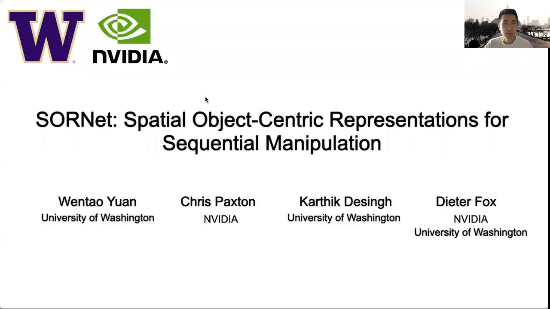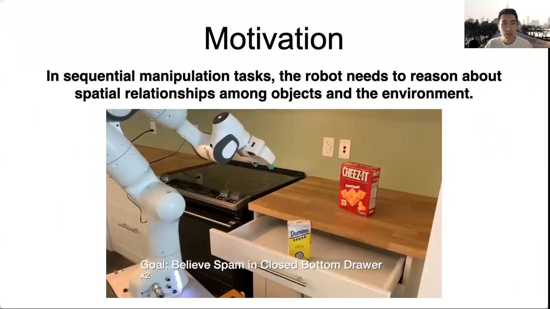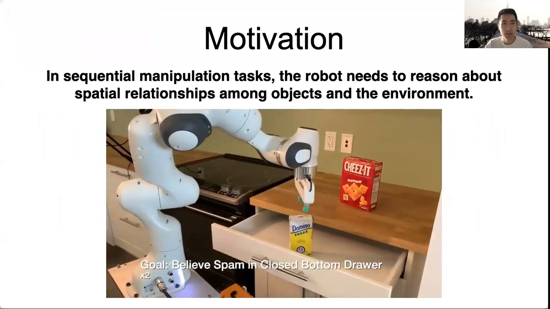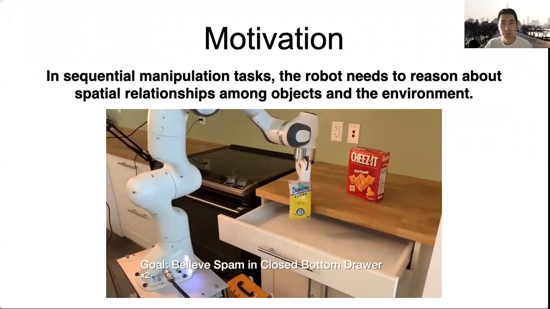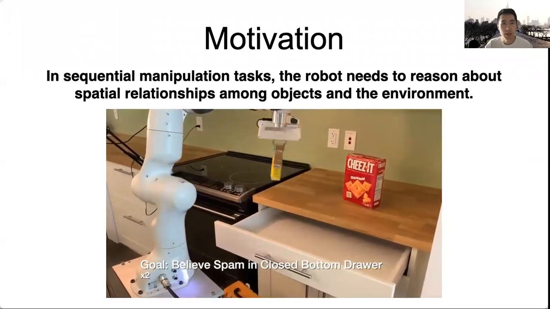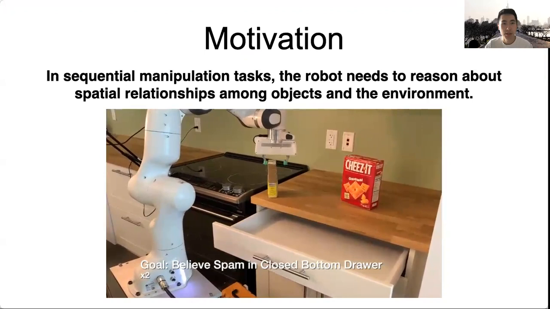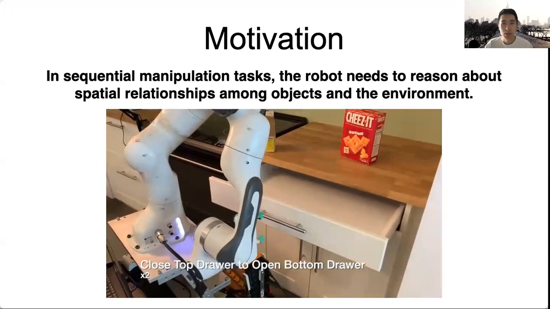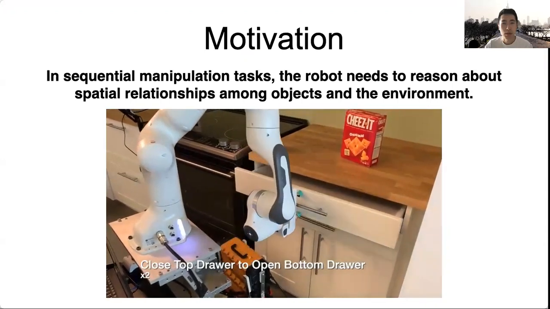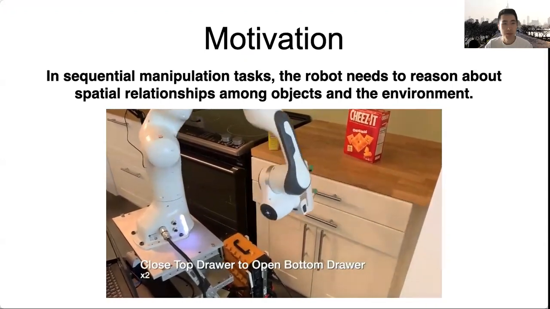We present SORNet, Spatial Object-Centric Representations for Sequential Manipulation. In sequential manipulation tasks, a robot needs to constantly reason about the spatial relationships among different entities in the scene and plan its actions accordingly. In the example shown here, the sugar box blocks closure of the drawer, so the robot should remove the sugar box before closing the drawer.